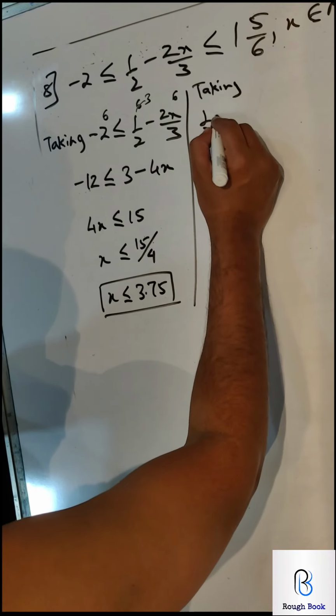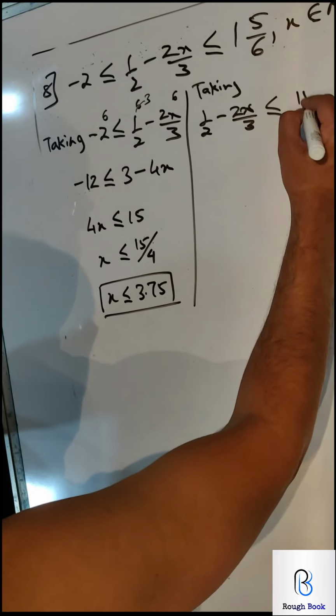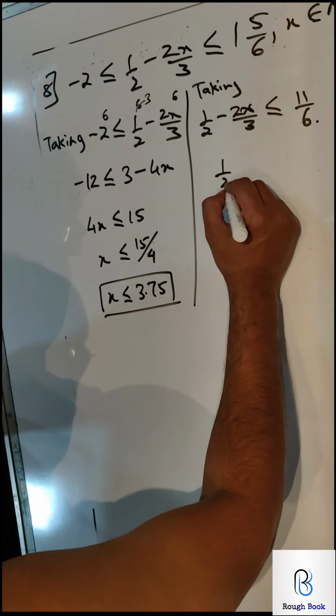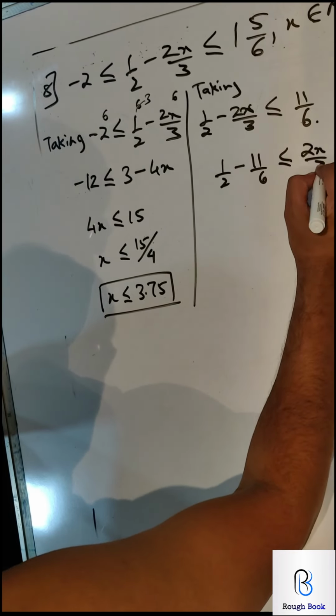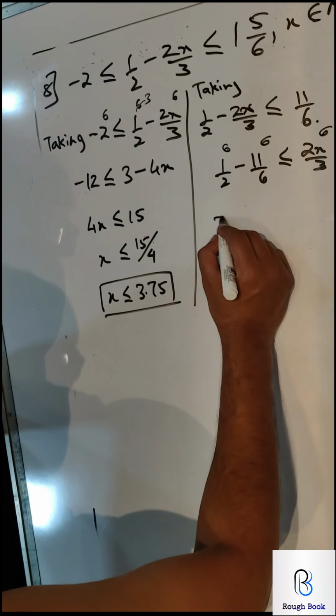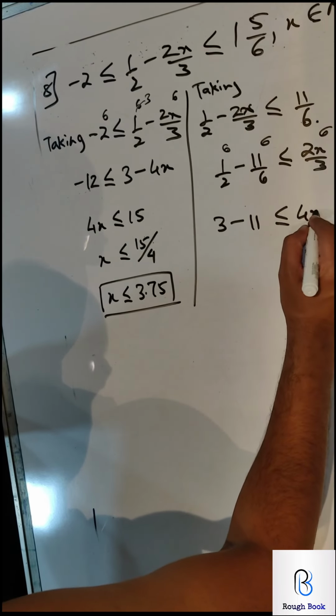Taking half minus 2x by 3 less than equal to 11 by 6. So I am taking this on the other side, that is x. So half minus 11 by 6 less than equal to 2x by 3. Let's take the LCM again as 6. 2 ones are 3s are 6, 6 getting cancelled. 3 ones are 2s are, so 2 2s are 4.